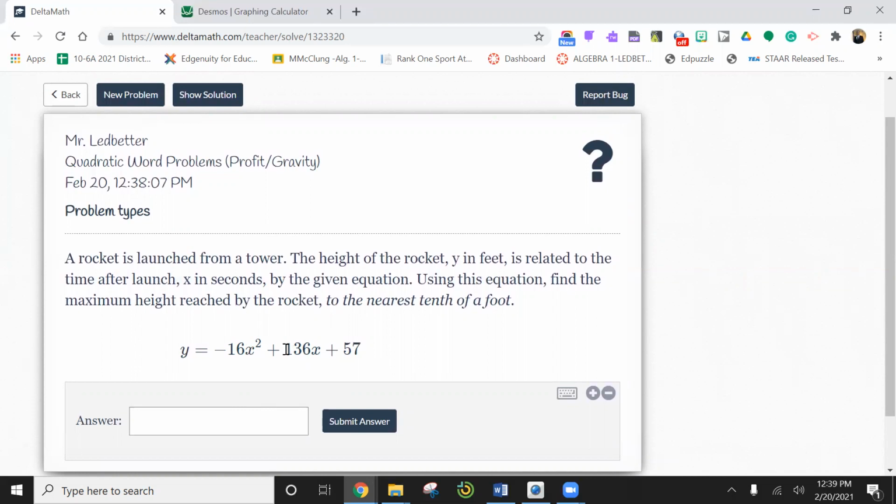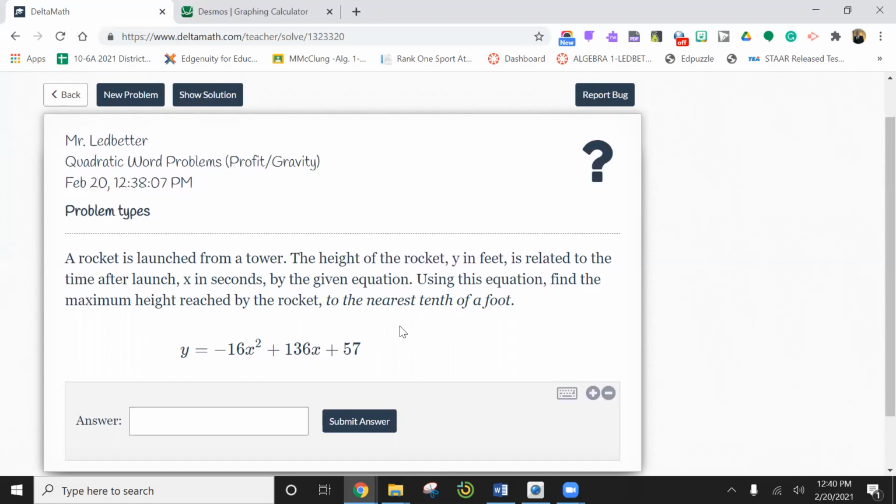All right, so anyway, this is a word problem. And usually, like I said, you kind of make sense of these. A rocket is launched from a tower. The height of the rocket, Y, is in feet. So we know this right here is in feet. It is related to the time after the rocket launches. The X represents time in seconds. It's telling you right here, X in seconds. Use the equation to find the maximum height reached by the rocket to the nearest foot.